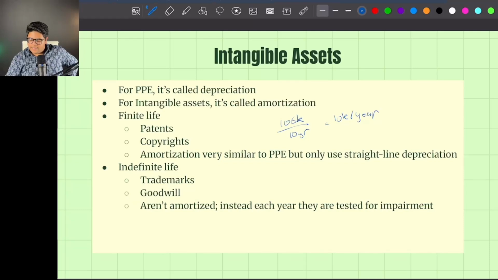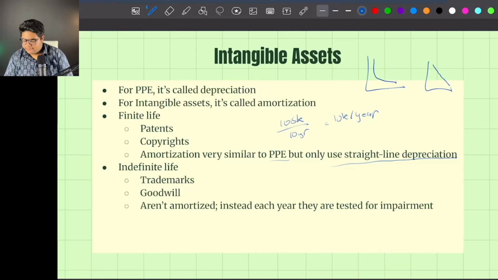This is with finite life, and the amortization is very similar to PPE. It's recorded the same way, but you only use straight line depreciation because this is basically something that's intellectual property. There's no way it can depreciate like this. It can only depreciate on a straight line method. It loses the same amount of value every single year.